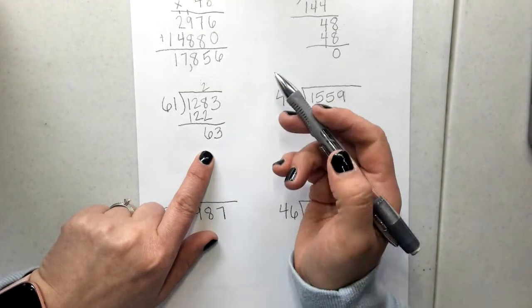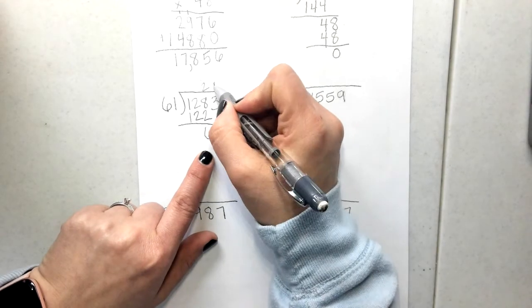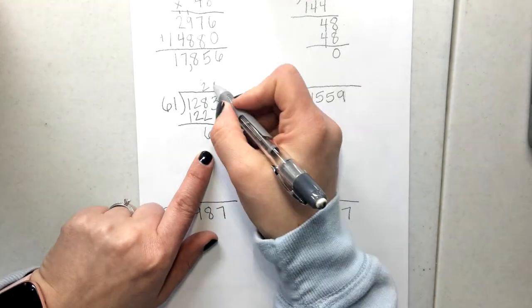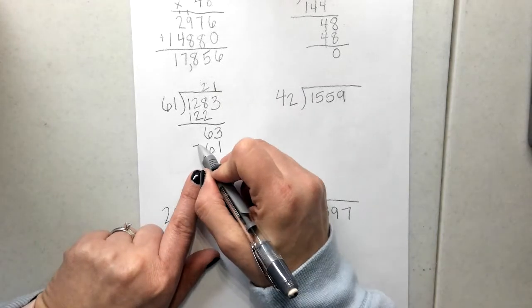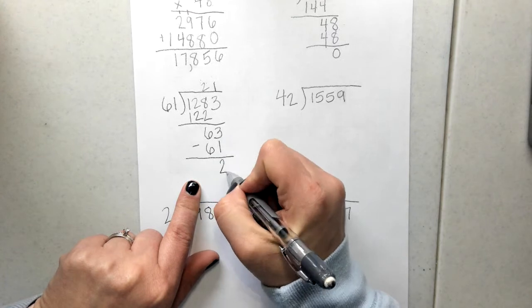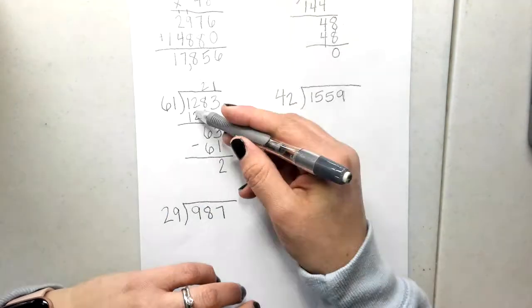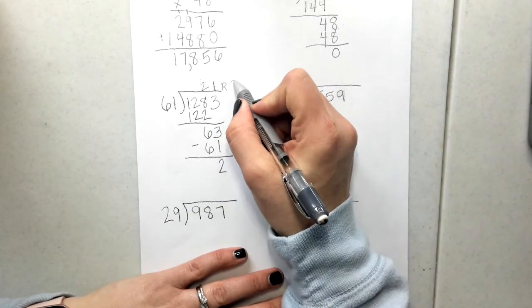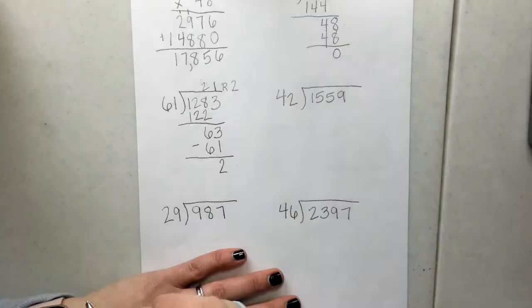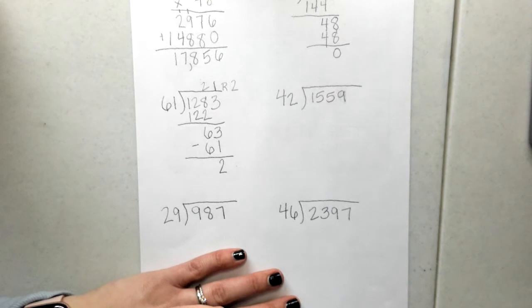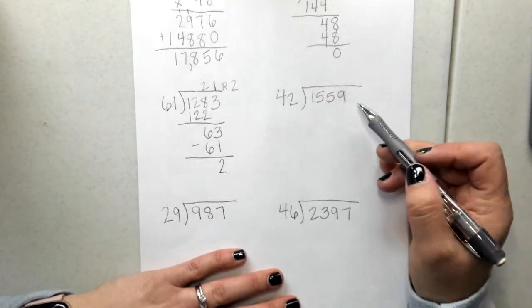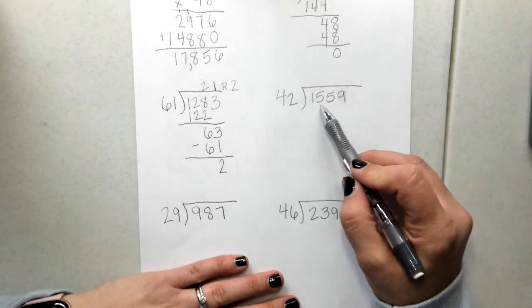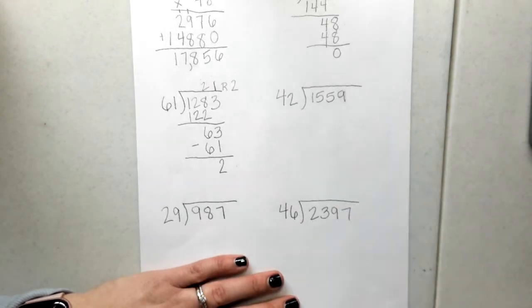61 would go into 63 one time. 1 times 1 is 1. 1 times 6 is 6. And then I subtract, and I have 2 left. Can I put 61 into 2? No. So I'm going to leave that as a remainder 2. So my answer would be 21 remainder 2. That means I have 2 left over. That's what remainder means. All right, you go ahead and try 1,559 divided by 42. Pause the video and give that a try.